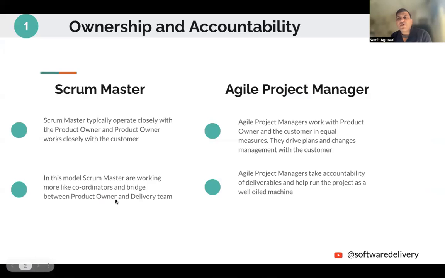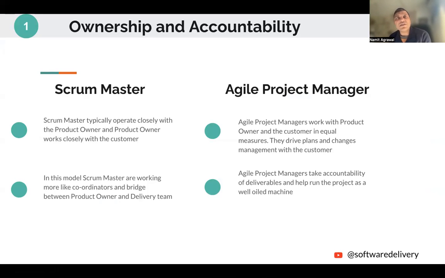So in this video, we'll talk about the 7 main differences between how Scrum Masters operate today and how Agile project managers operate in the services and product industry. The key difference between the Scrum Master and an Agile project manager role is essentially in terms of ownership and accountability. A Scrum Master in the industry today typically operates closely with the product owner, and the product owner in turn works very closely with the customer.